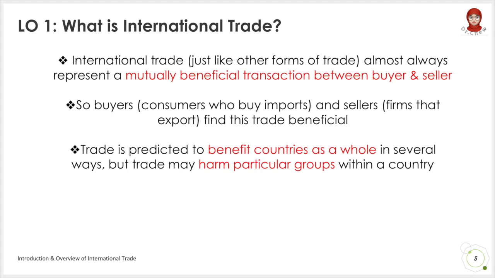However, trade is predicted to benefit a country as a whole, but may also harm particular groups. Why? Just a very simple example. Trade will provide more choices of goods and services, because goods and services come not only from the domestic market but also from the international market, the ones that are imported into the country. But the imported goods will become competition to the same goods produced by the local or domestic producers. We will discuss this further in the next lesson.